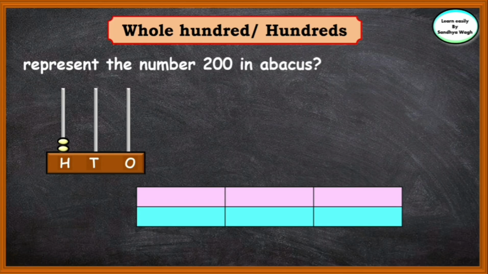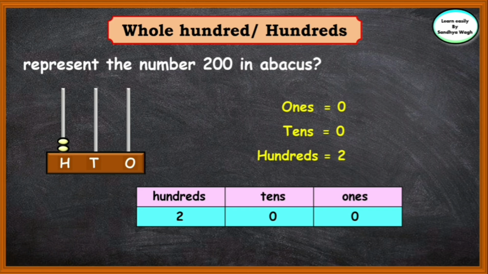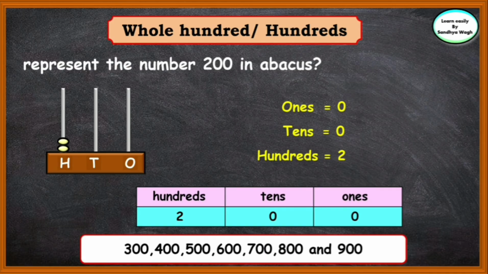Represent the number 200 in abacus. Number of beads in ones place is 0. Number of beads in the tens place is 0. So write 0 in tens place. Now number of beads in hundreds place is 2. It represents 200. So we will write 2 in hundreds place. Similarly, it is the same in the case of other numbers like 300, 400, 500, 600, 700, 800 and 900.